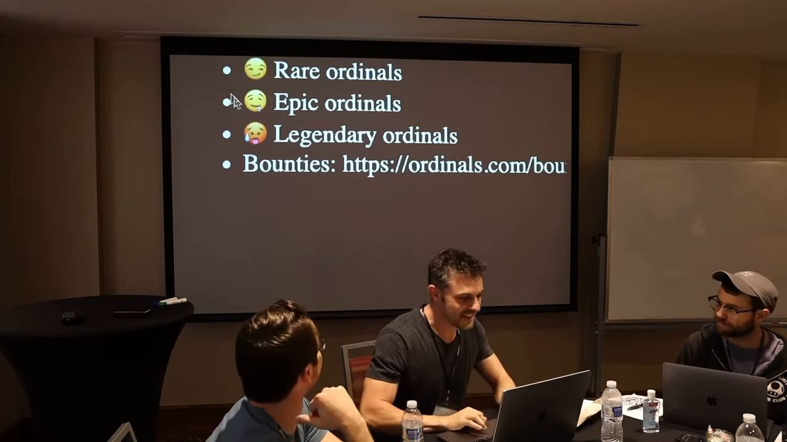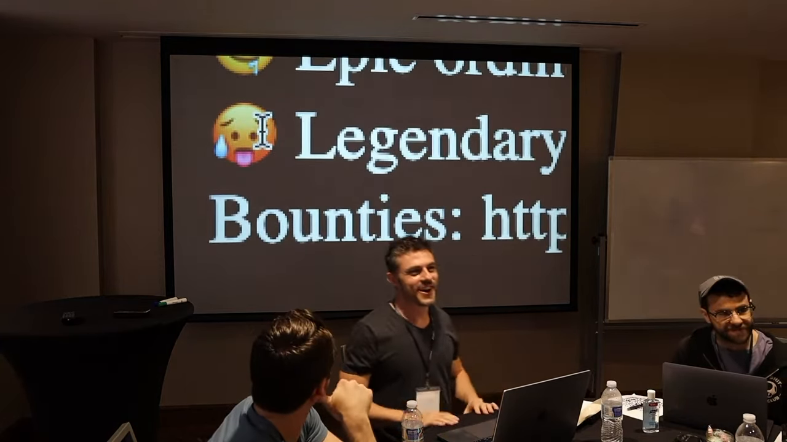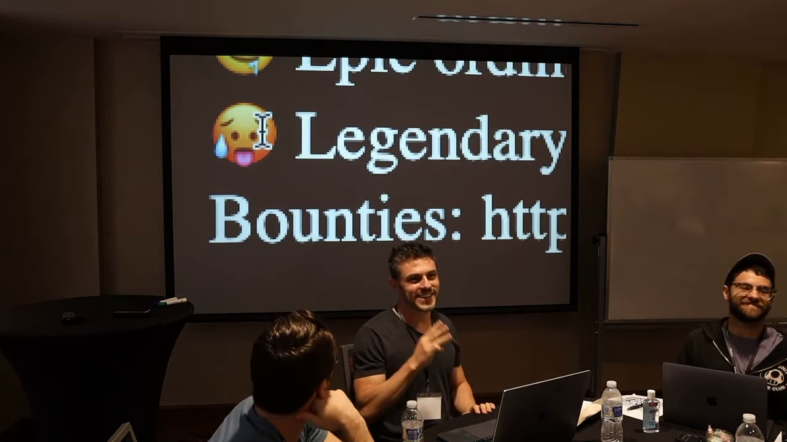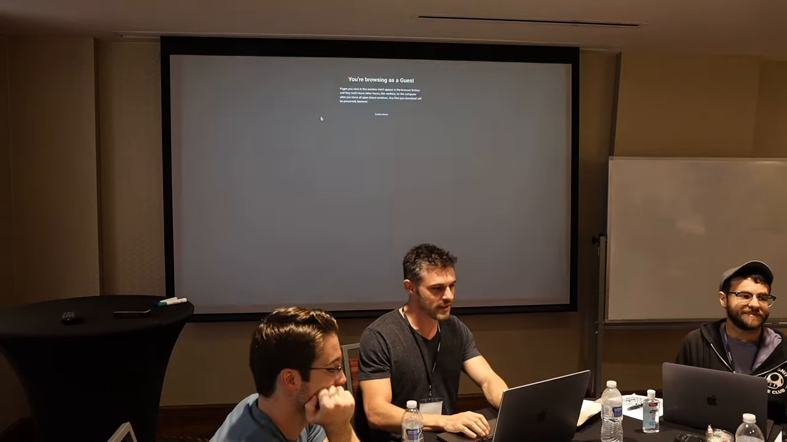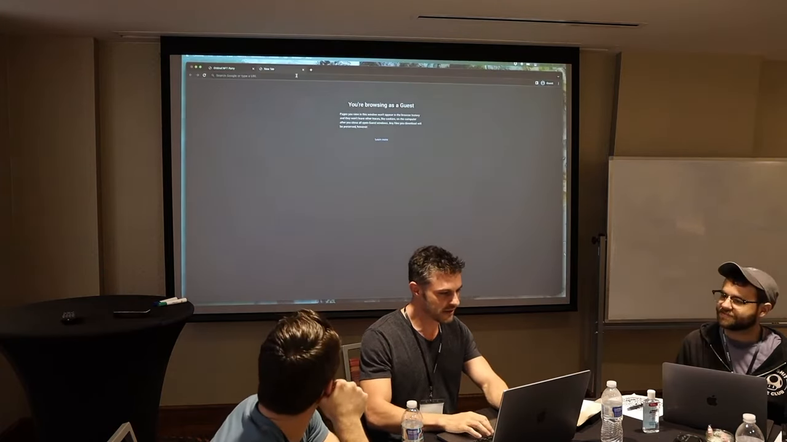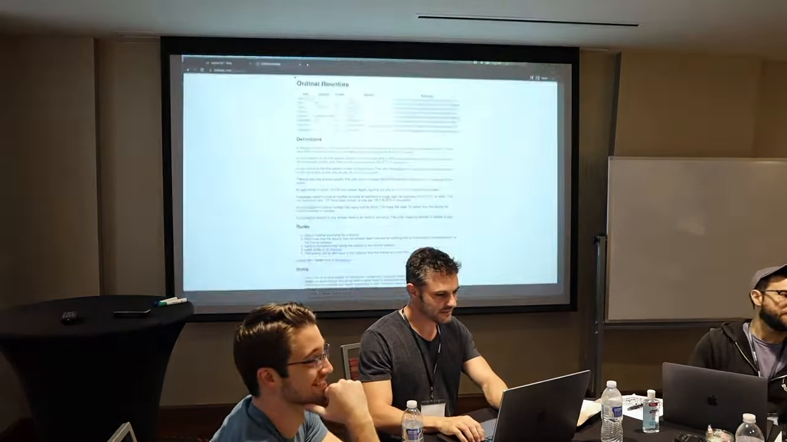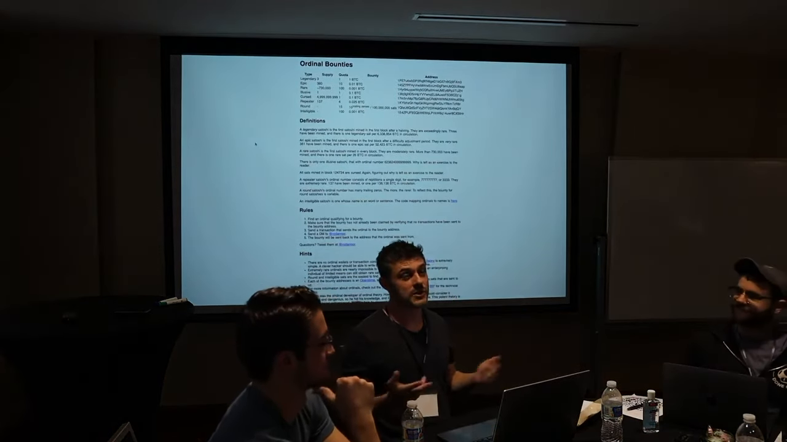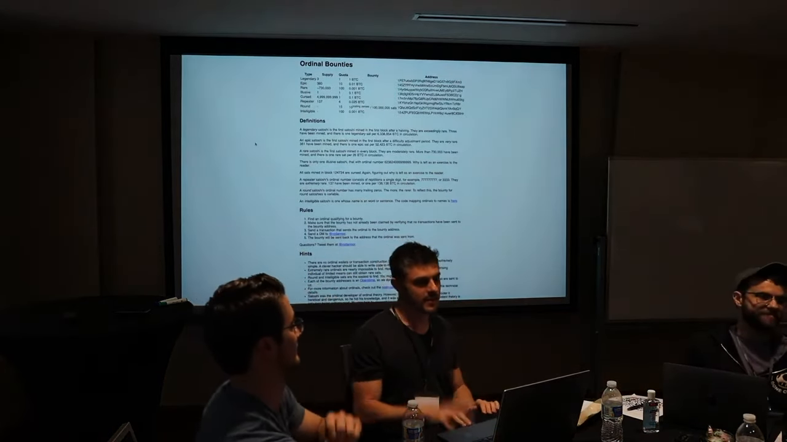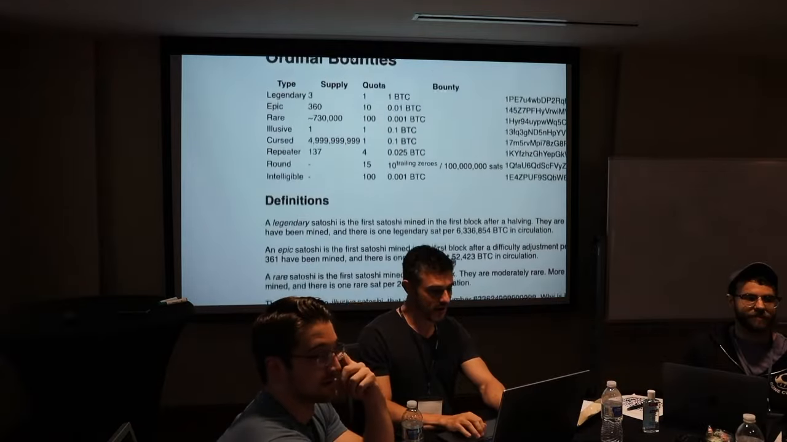That's a legendary ordinal, my friend. There are only three legendary ordinals. And I created a bounty. I want a prime number ordinal. There are prime number ordinals, like 69 of them, anything in the first million. Most of them you can't get, because the coins are all Satoshi coins. They're all in the Genesis block.